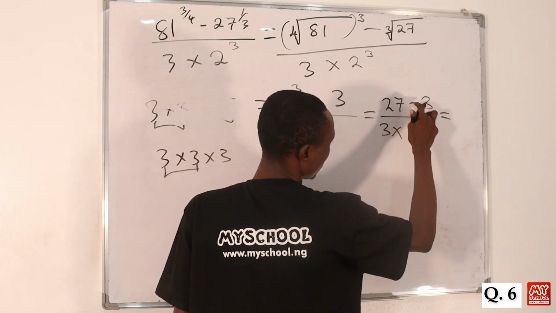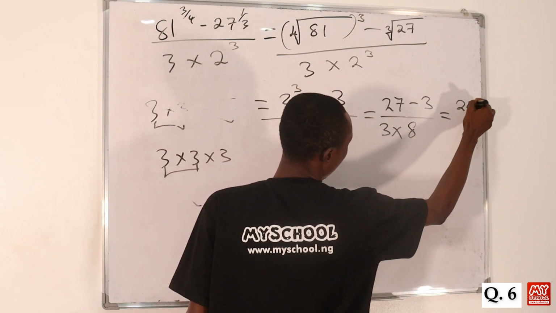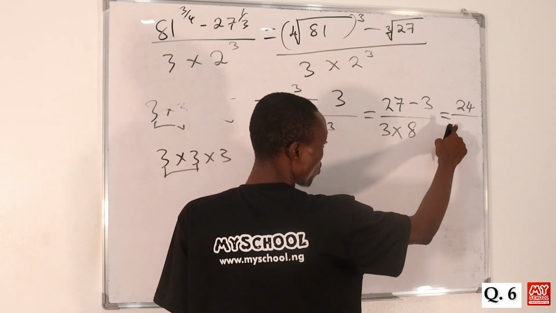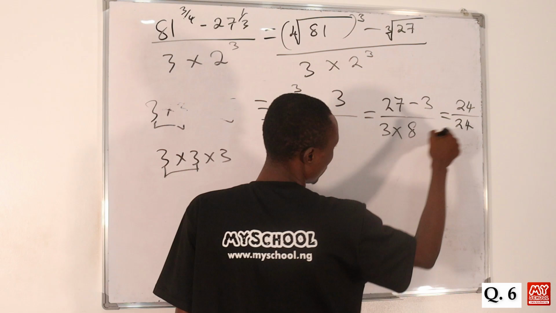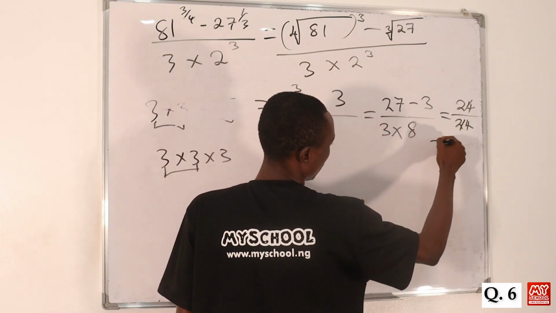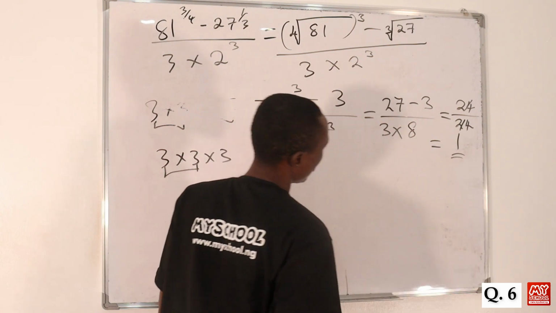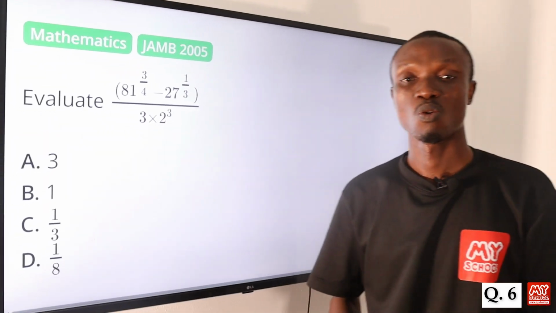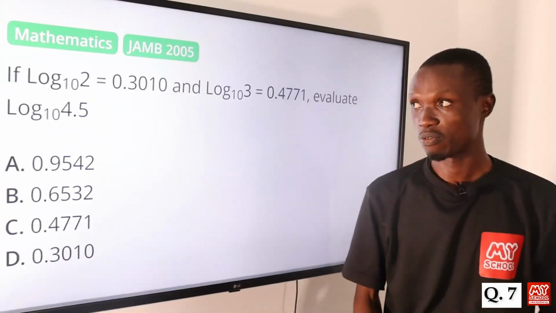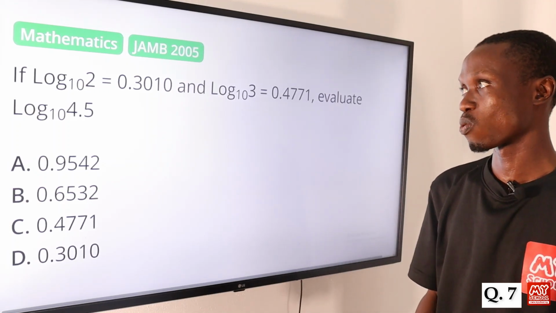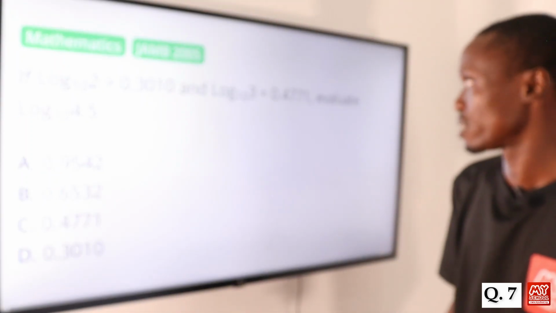So here the numerator will be having 24, while the denominator will also be having 24, which is 3 times 8 will give us 24. So 24 divided by 24, that will give us 1. Okay, so let's return back to the screen to pick the correct answer to this question, and that is option B, 1.